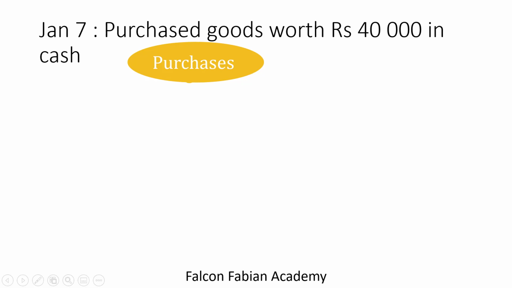So here, the first account is purchases. So the business is buying goods and paying by cash. So first account is purchases and the second account is going to be cash. How are we paying for this transaction? We are paying by cash. So the two accounts are purchases and cash.